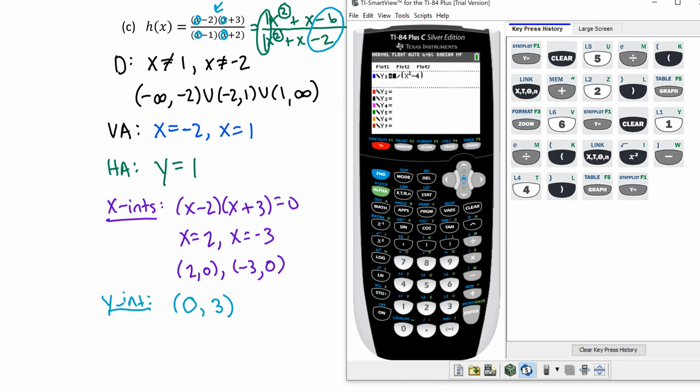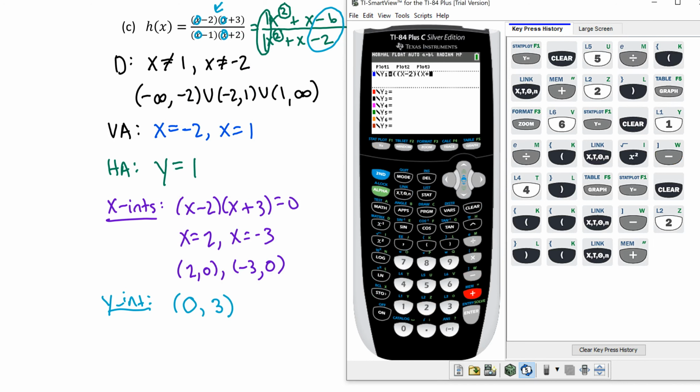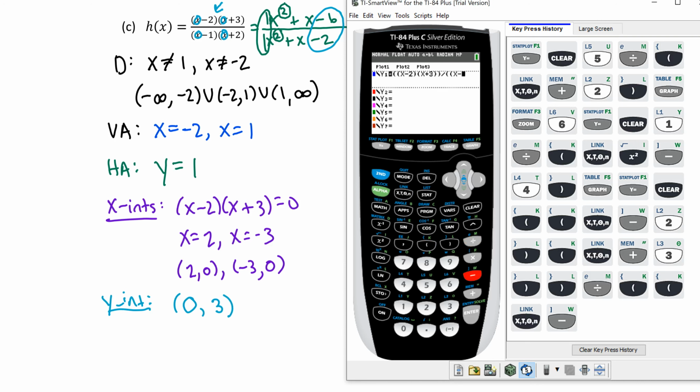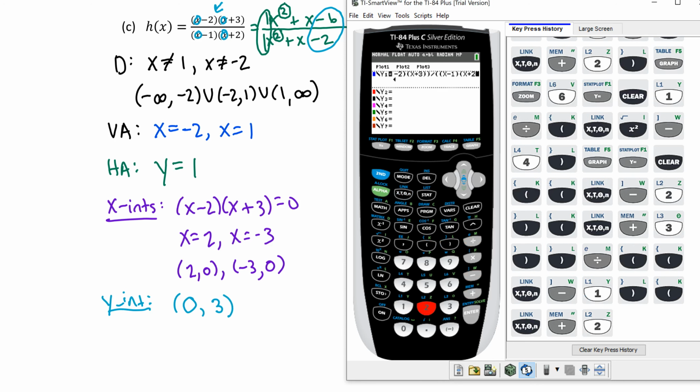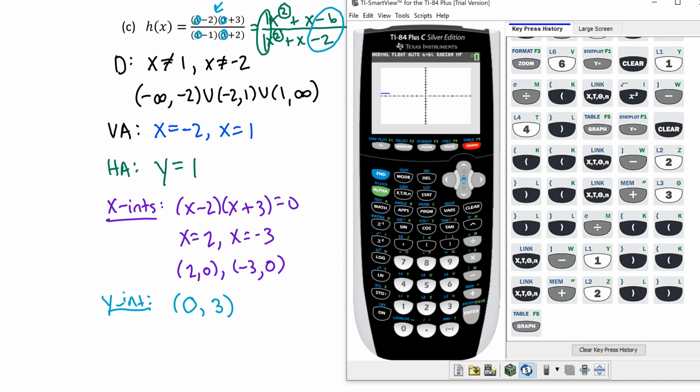And be very careful how you type this in. If you didn't take the time to multiply this out and you want to type it in its original form, notice I'm going to put the numerator in a set of parentheses and the denominator in a set of parentheses. We always do that, but notice in this case it gives you a double open and a double close for both your numerator and denominator. So let's take a look at the graph.